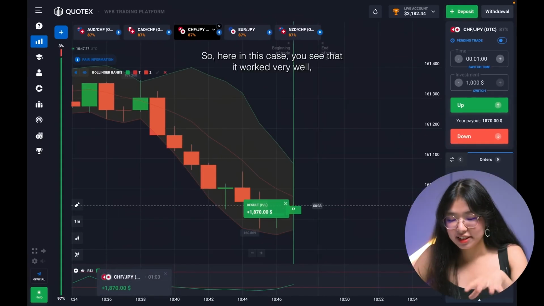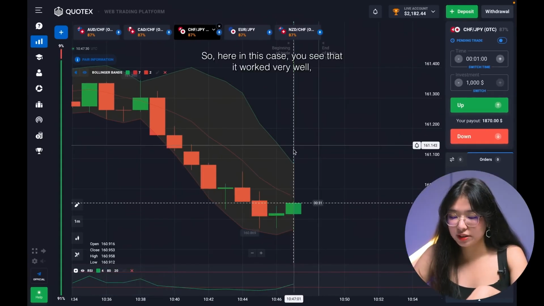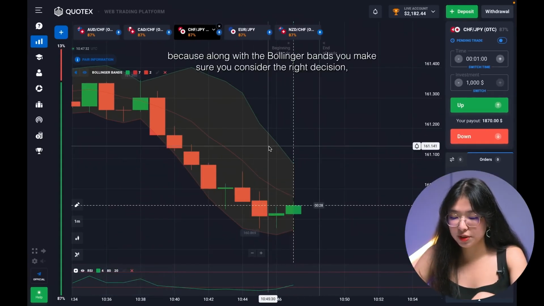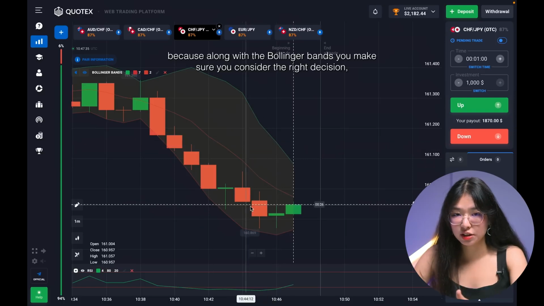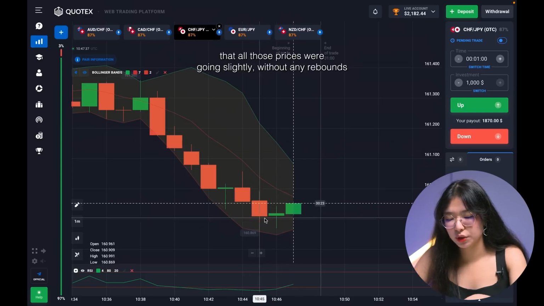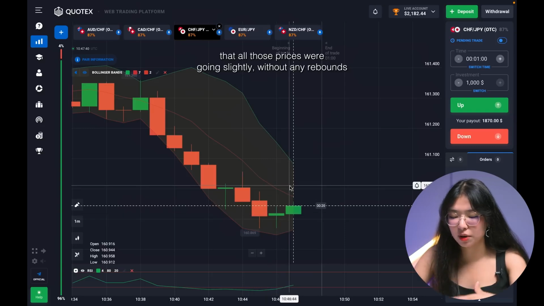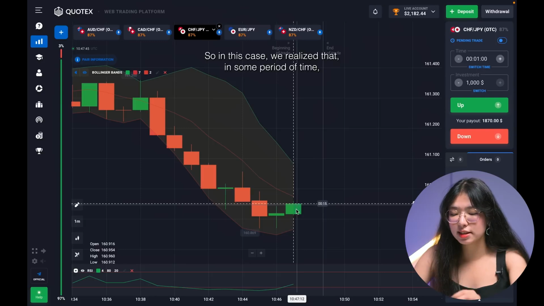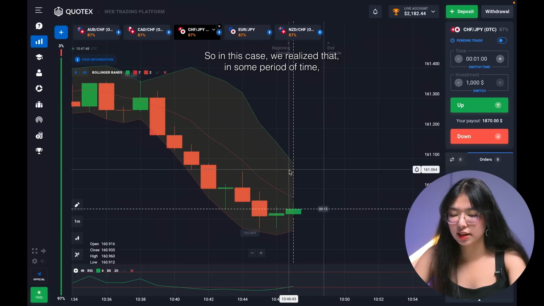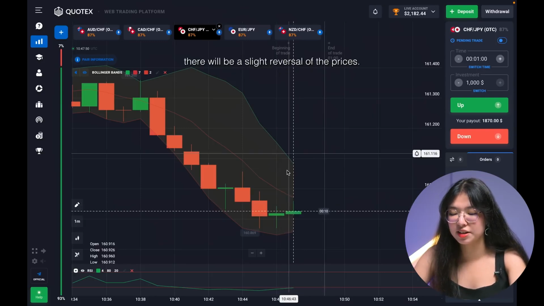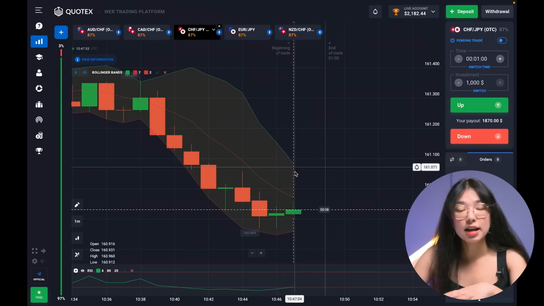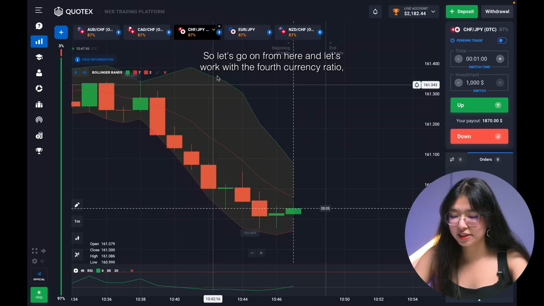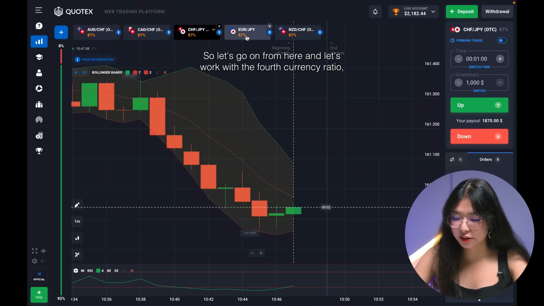Yes, in this case, you see that it worked very well because with the Bollinger Bands, you make sure you consider the right decision, that all those prices were going slightly without any rebounds through the lowest low of the Bollinger Bands channel. So in this case, we realized that in some period of time there will be a slight reversal of the prices. And let's go from here, let's work with the fourth currency pair.